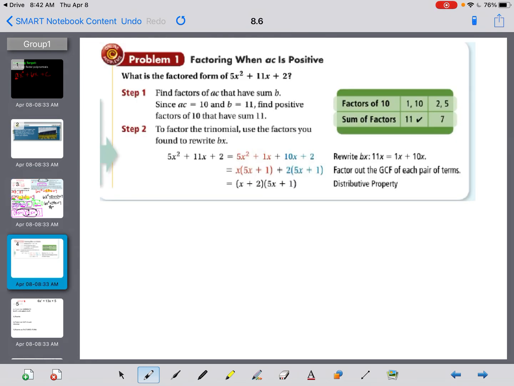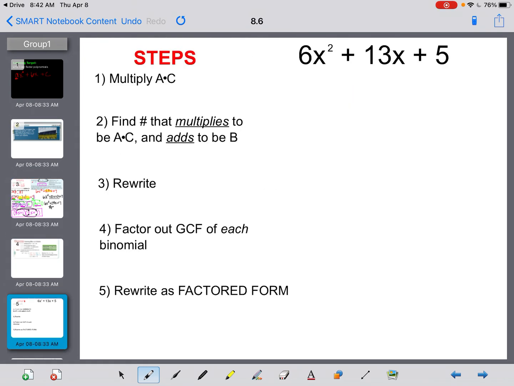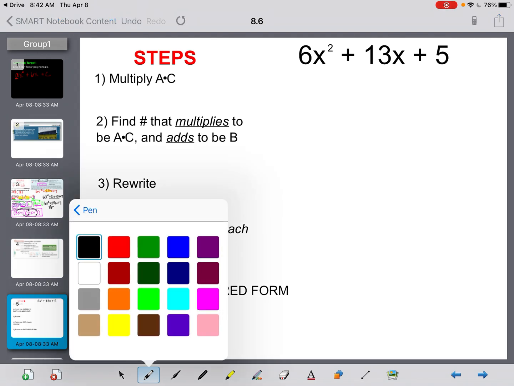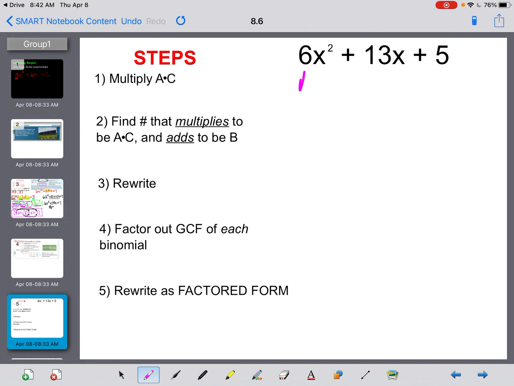Okay, I know that that's a lot of work. We're going to try another one right here following those steps. So I'm going to label these as a, b, and c. I'm going to start by multiplying the a value with the c value. So 6 times 5, which tells me that I have to find something that multiplies to be 30 but adds to be 13.